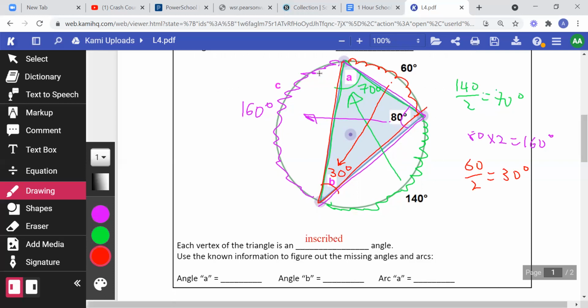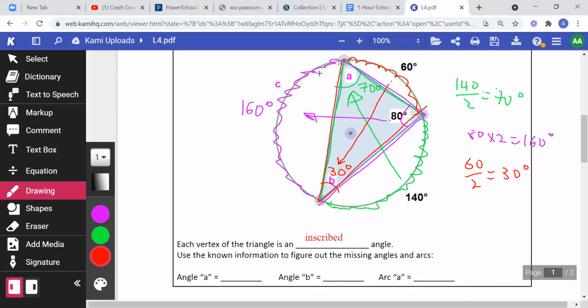So angle A is going to be 70 because it's half of the arc that it intersects. So this is 70. B is going to be half of the arc that it intersects, and the arc is 60, so half of 60 is 30. Those are things we've done on Khan Academy last week.